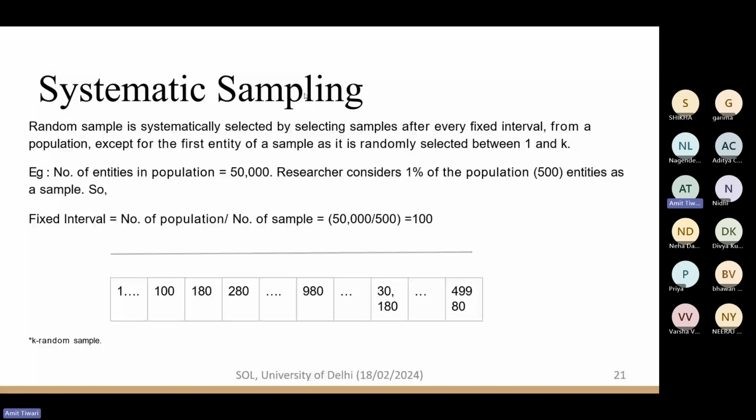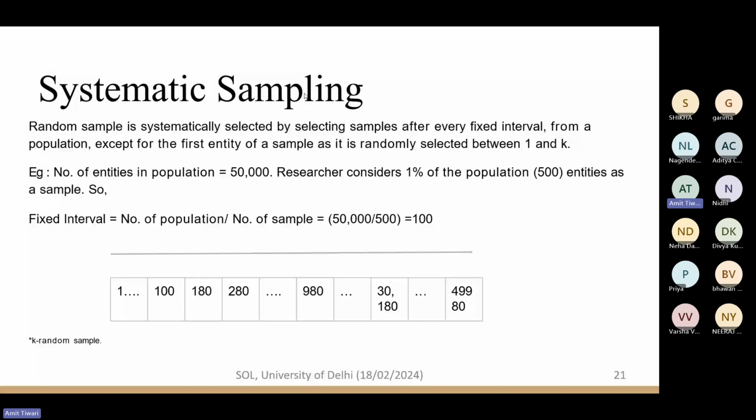A 1% sample will be representative of that particular population. The 1% of 50,000 is 500. Suppose you want to take 500 people's responses, then you fix an interval. For fixing the interval, the population is divided by the sample size, and we get a fixed interval. In this case the interval is 100.